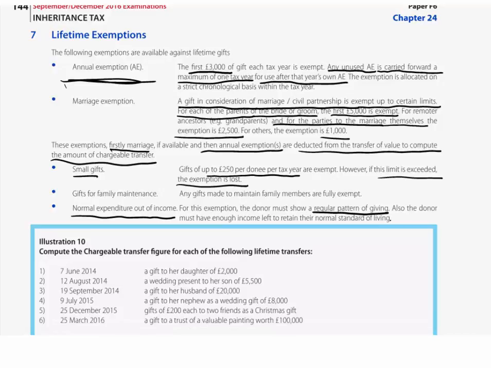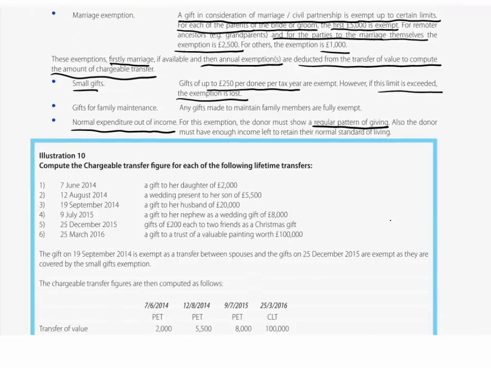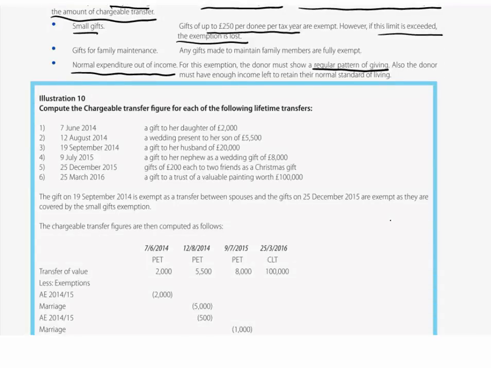Usually, we've got to use the numerate ones. Annual and marriage and small gift exemptions are the ones most likely to be tested. And so it is that we now have illustration 10 to deal with. Okay, we're told that we've got to compute the chargeable transfer figure for each of the following lifetime transfers. Right, first thing we need to do, because in an exam question we may not stop at just the chargeable transfer, we've then got to work out tax payable in lifetime if there's a CLT, tax payable on death, either if it's a CLT or a PET.